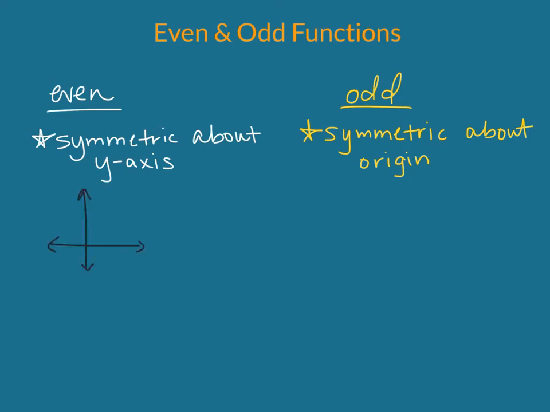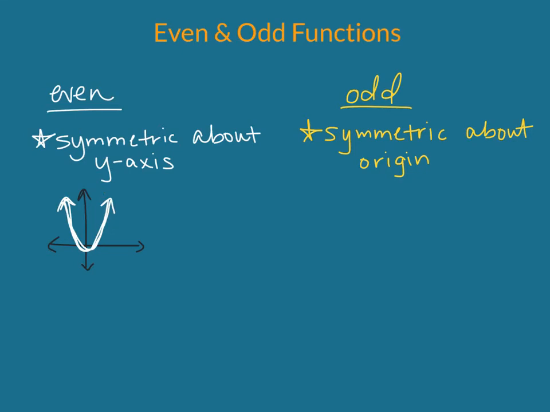If we have an even function, it might look something like this, where if you were to flip it over the y-axis, it would land on top of itself. So this is an example of a function that is symmetric about the y-axis, therefore it's even.